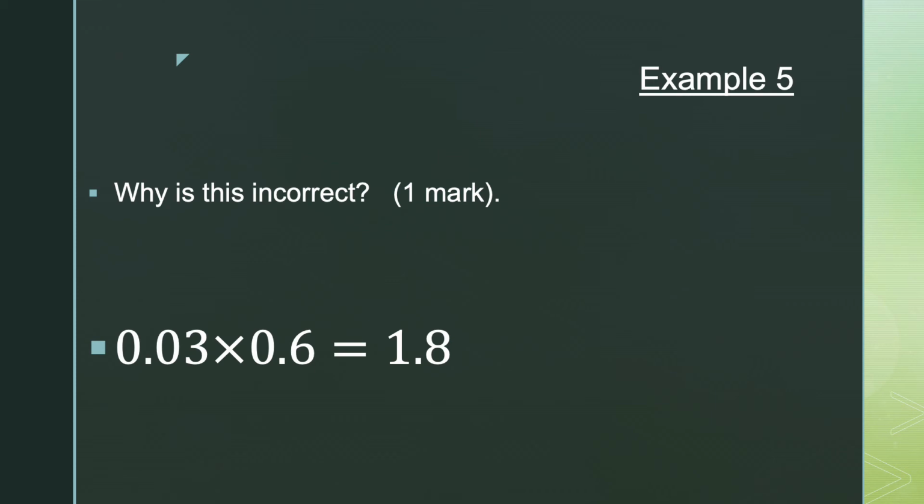So I will say that again. 3 times 0.6 here would have given me 1.8. So therefore, my answer has to be 100 times smaller. So it's 0.018.